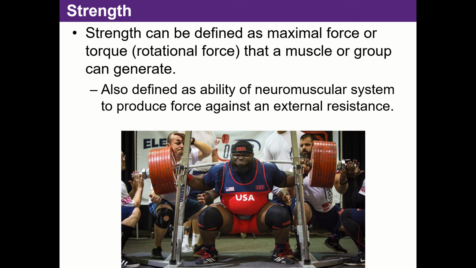And by increasing the strength of the quadricep muscle group, we increase the torque or the turning force, which is then maximal strength. There's another way of defining maximal strength, which you can see is also included: the ability of the neuromuscular system to produce force against an external resistance.